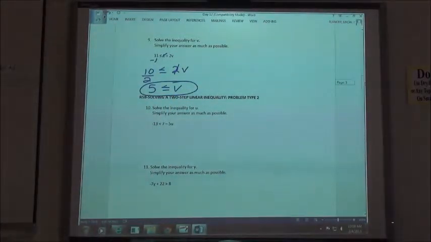So problem type 1, all of your coefficients were positive. Type 2, they're now going to change to negative, but when you're doing the assessment, it's not going to tell you if it's type 1 or type 2.